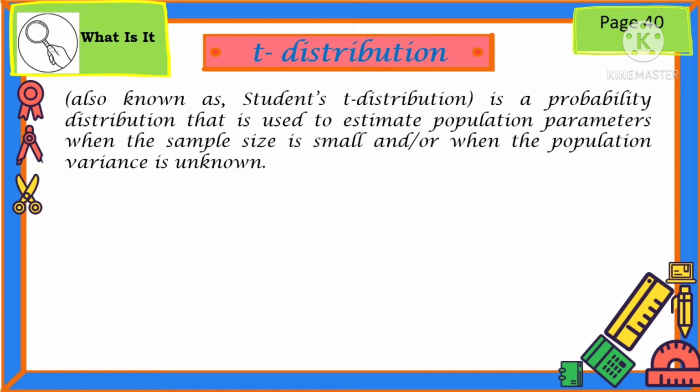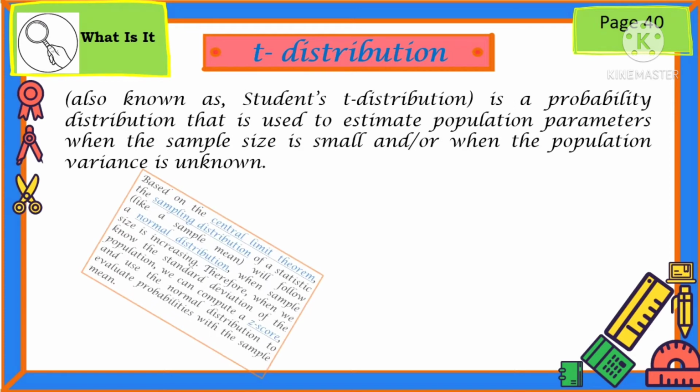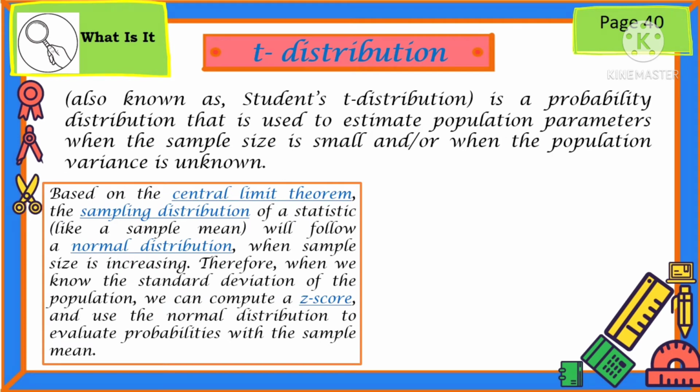It is a probability distribution that is used to estimate population parameters when the sample size is small and/or when the population variance is unknown. Based on the central limit theorem, a sampling distribution of a statistic like a sample mean will follow a normal distribution when the sample size is increasing. Therefore, when we know the standard deviation of the population, we can compute a z-score and use the normal distribution to evaluate probabilities with the sample mean.